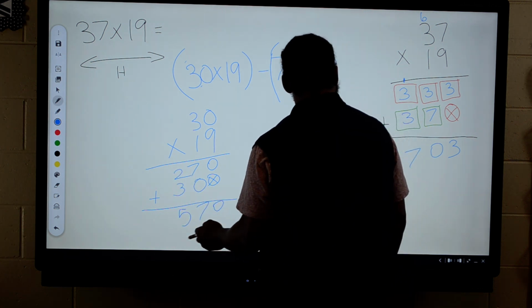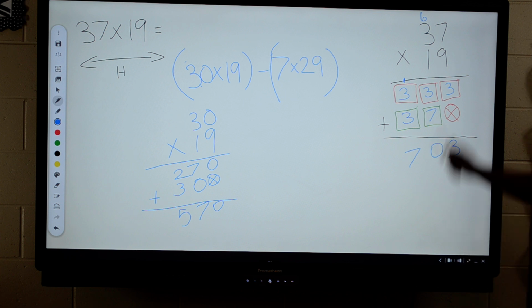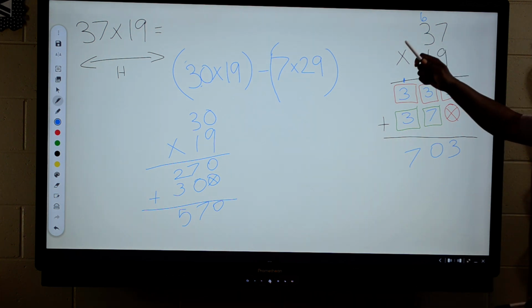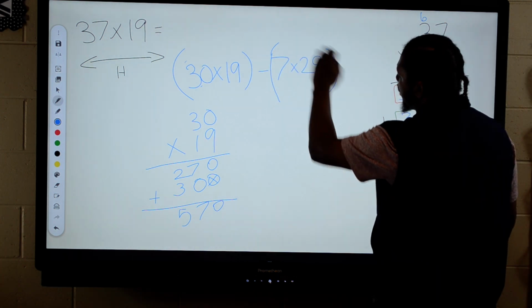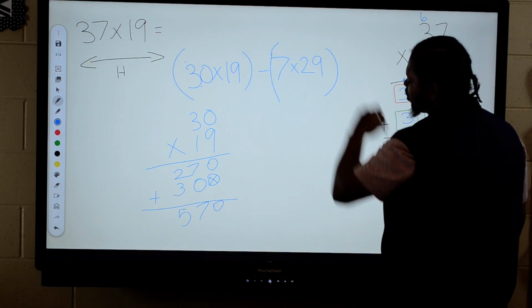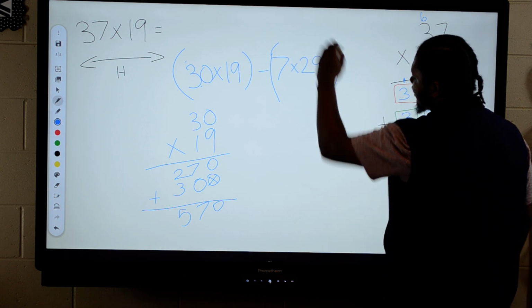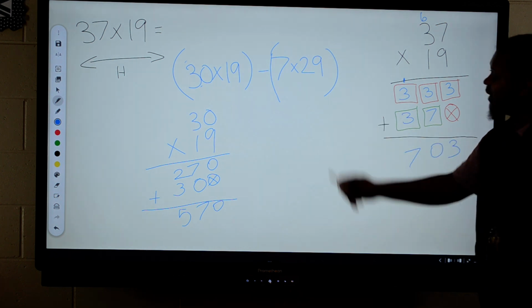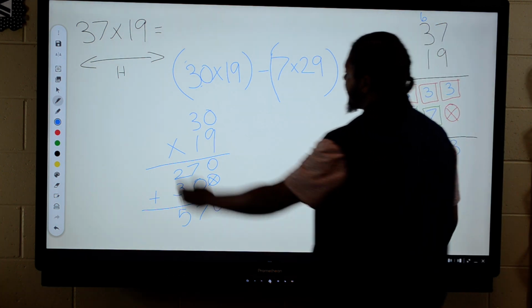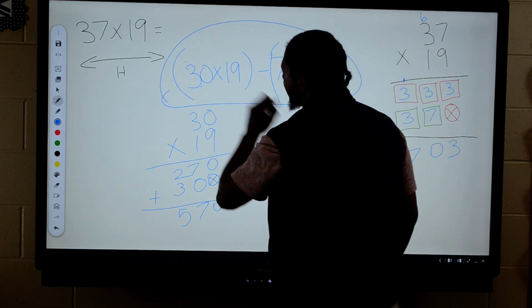So we have 570. Well, we know when we did our original expression, we came up with 703. So now we don't even have to solve this part. We don't even have to solve 7 times 29 because we know whatever we're subtracting from this is never going to be this. So for this second expression right here, we would circle it. Okay? Circle that whole thing, and let's move to the next one.